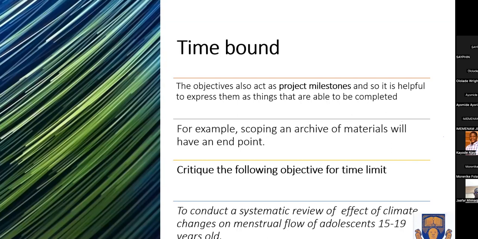For example, we look at the study who says the objective is to conduct a systematic review, very measurable, of the effects, very measurable, achievable, of climate change on menstrual flow of adolescents 15 to 19 years old. Specificity, but there's no time bound. Are you going to be looking at systematic review from the beginning of this world till now? Because climate happened from the beginning of this world. Or are you looking at doing a systematic review of the last 5 years? Or are you looking at it from 2020 to 2025? What is it that you're looking at? Time-bound matters for us to get good objectives.